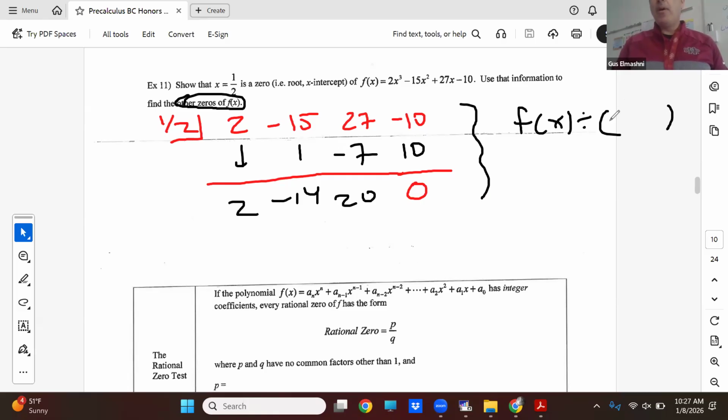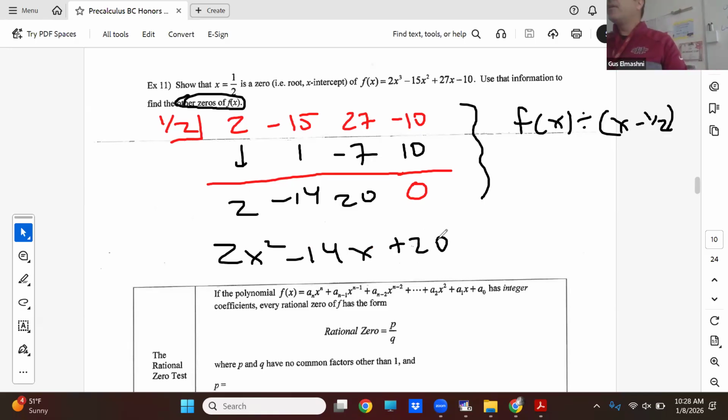X minus 1/2, or technically speaking, 2x minus 1. But we'll say x minus 1/2 because the 2 is still there. So that's what this represents. So this is 2x squared minus 14x plus 20. Without realizing it, you've actually done a fancy way of factoring. You've actually factored out x minus 1/2. You've broken down the polynomial down to a quadratic.